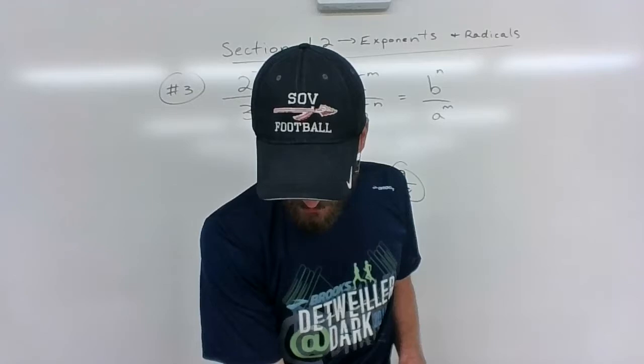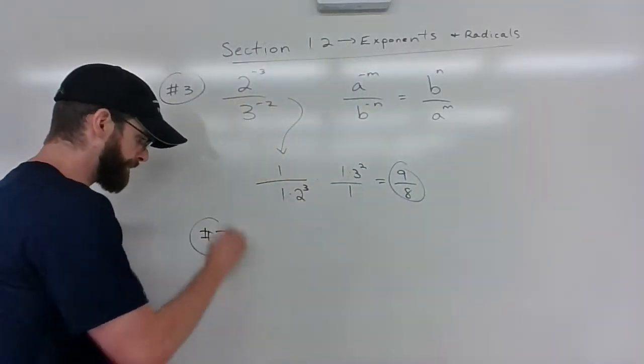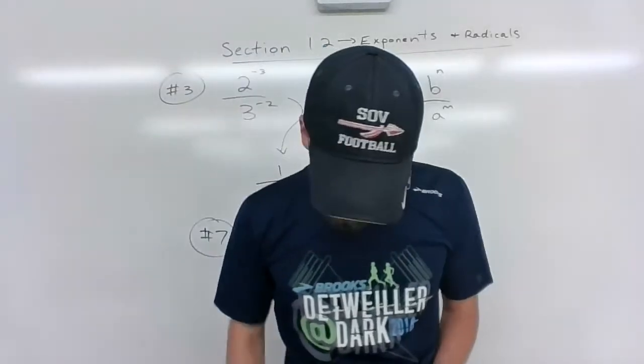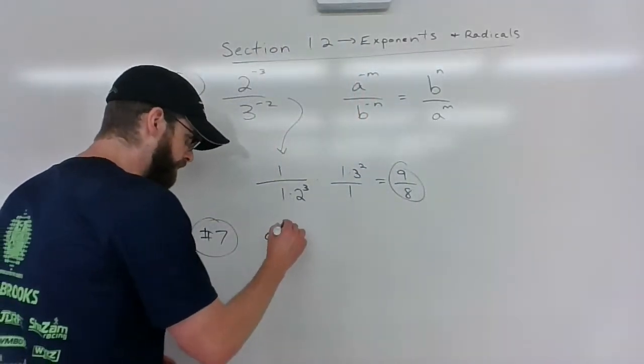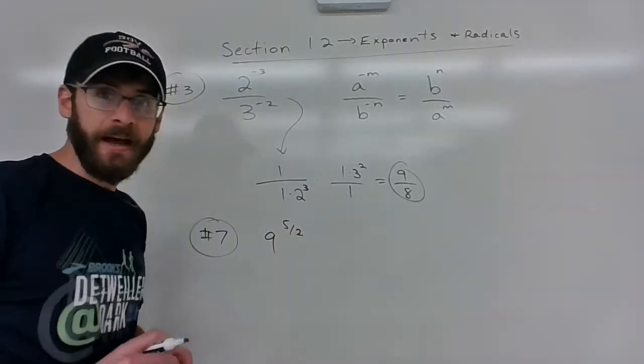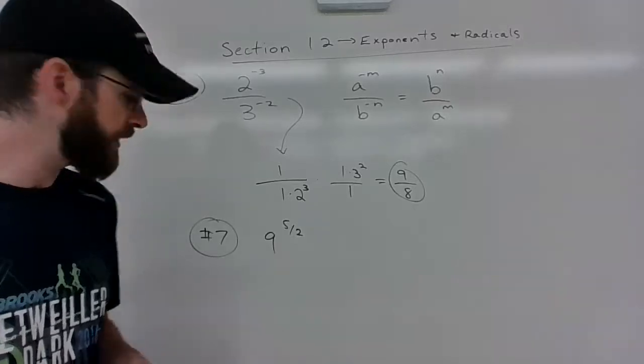All right, moving on, let's talk about number 7. Number 7 gives us 9 to the 5 halves. All right, quick bit about fraction-based exponents. Sometimes they call them rational exponents.